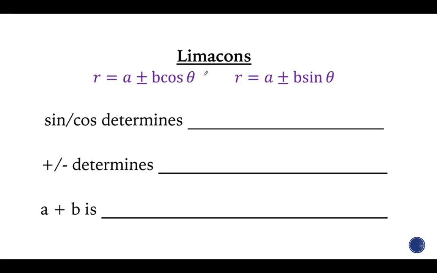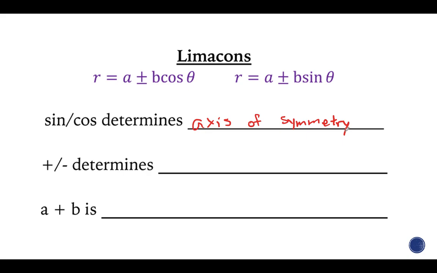Let's start out with sine and cosine. Sine and cosine really don't determine the shape. The shapes are going to look the same. What sine and cosine ultimately determine is the axis of symmetry. And if we think about what we know about sine and cosine, we know that cosine is always connected to the variable x, right? So if we have cosine in our function, our Limacon is going to have the x-axis as our axis of symmetry. If our Limacon has sine in its equation, then it will have an axis of symmetry of the y-axis. And we'll see that as we graph today.